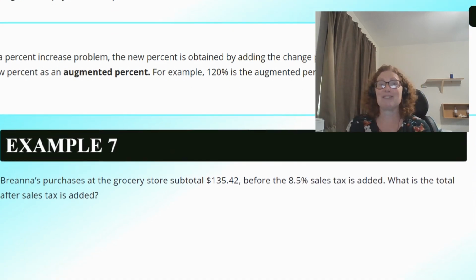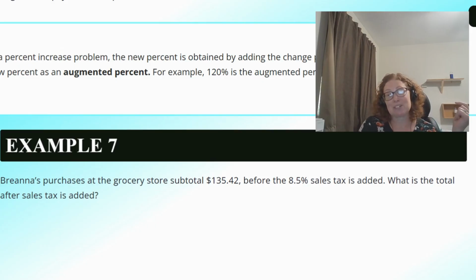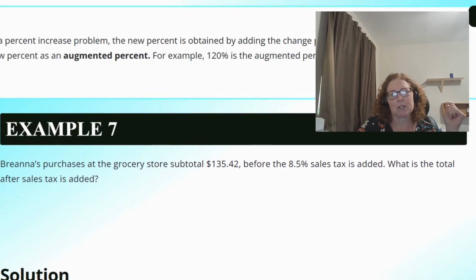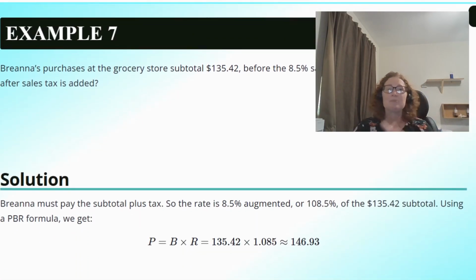We also talk about augmented percentages, and that's adding and making it higher. So augmented percent: 100% is the augmented percent of 20% because we're adding the 100 to that 20%. So Brianna's purchases at the grocery store subtotal $135.42 before the 8.5% sales tax.